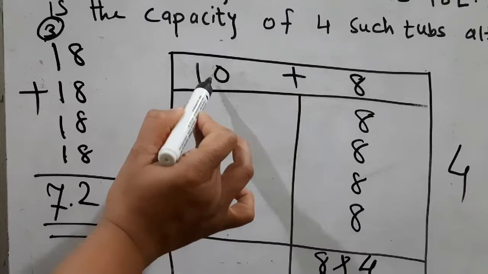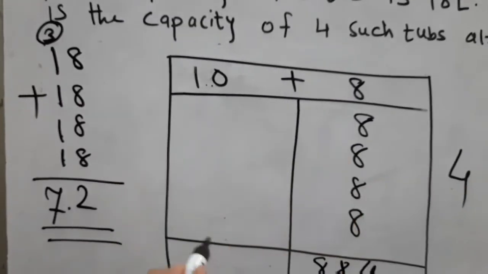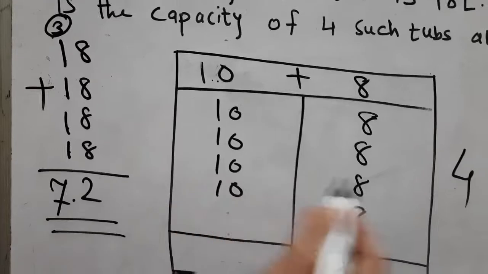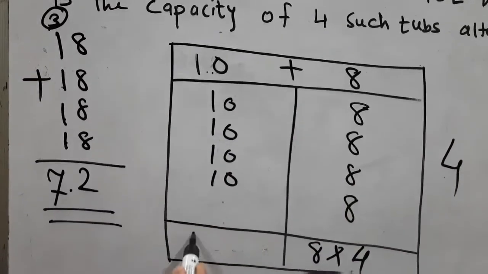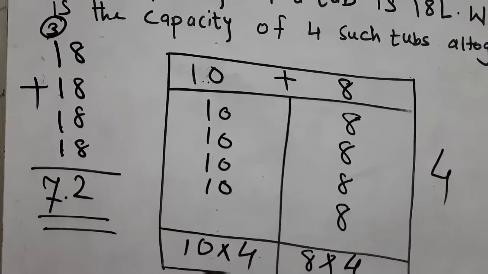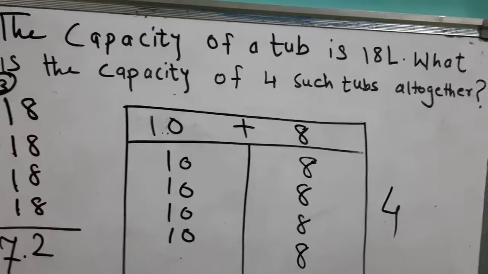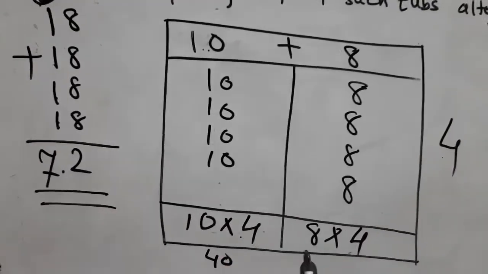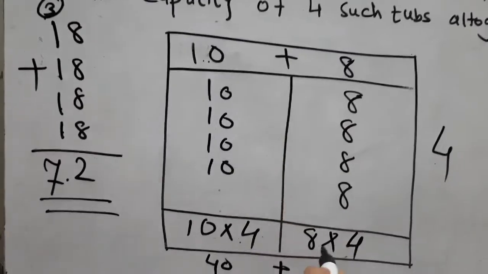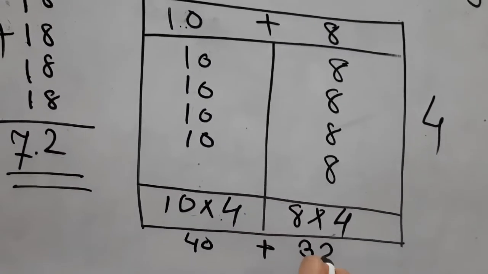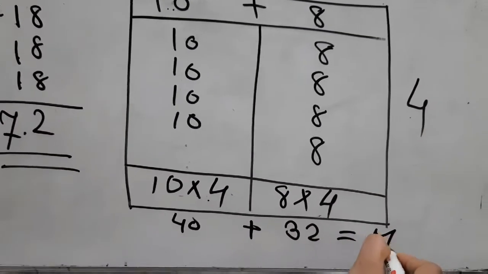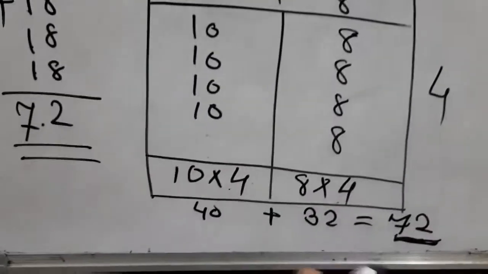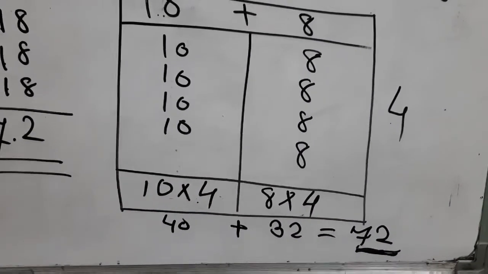Now again, here we have to add 10 4 times. 10 plus 10 plus 10 plus 10. Or in short, we can write in multiplication form 10 into 4. Then 10 into 4 is 40. 10 fours are 40 plus 8 fours are 32. Total is 72. In both of these methods, we can solve the multiplication.